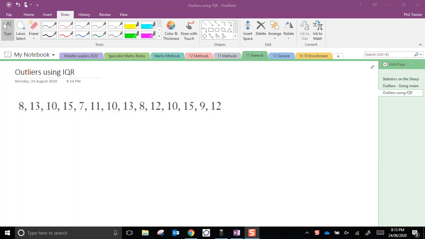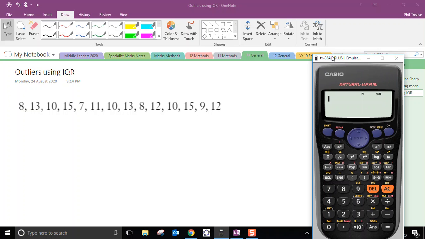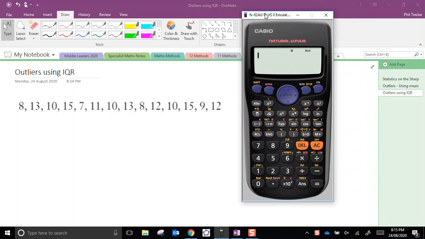Hi everyone. This lesson is going to be about identifying outliers in a dataset using the interquartile range. So here's a dataset that looks to be discrete data because there's no decimal values, they're all whole numbers. And so we'll use the interquartile range method on this one.